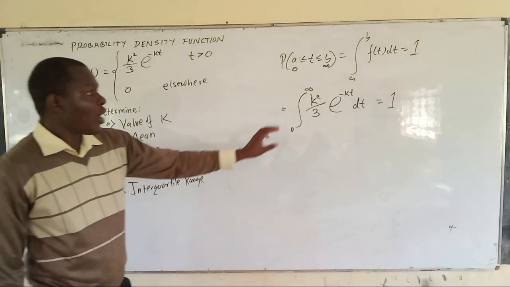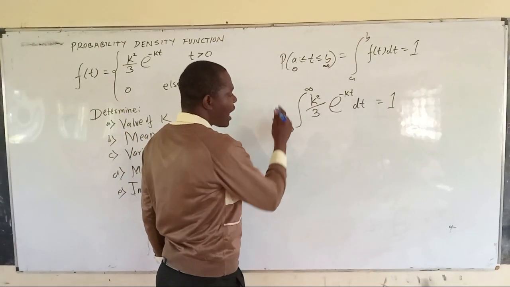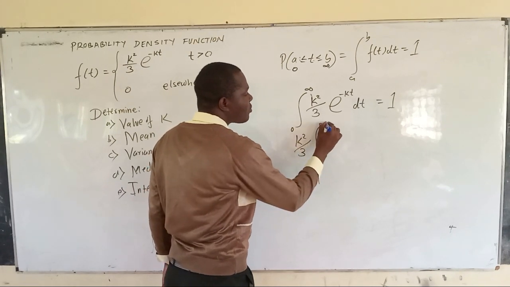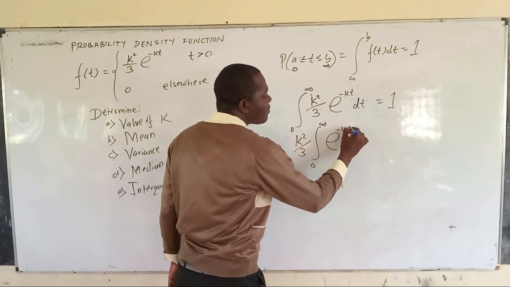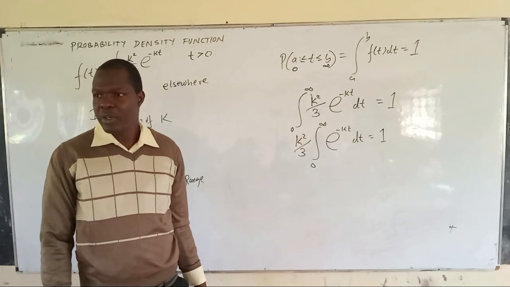So from here, you factorize out the constant. If you factorize out the constant, what do we have? K squared over 3, then we are integrating from 0 to infinity of e^(-kt) dt. Are we together?